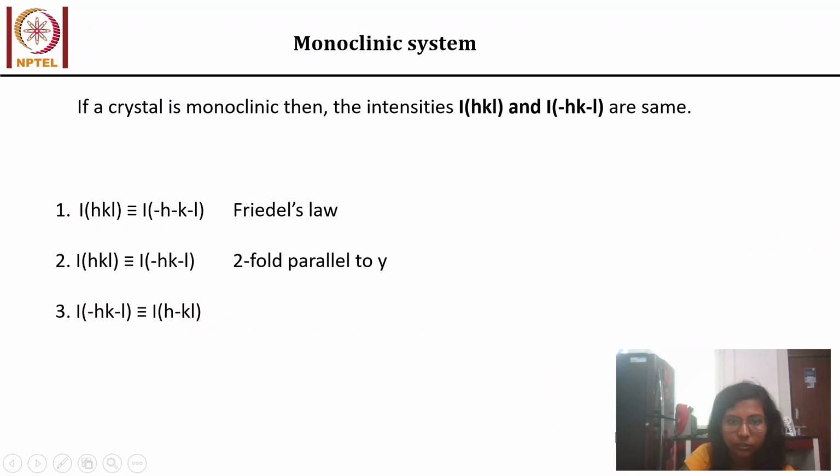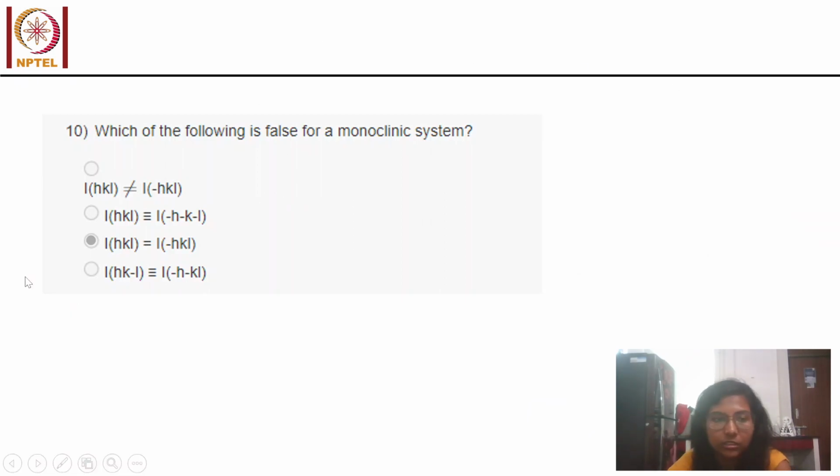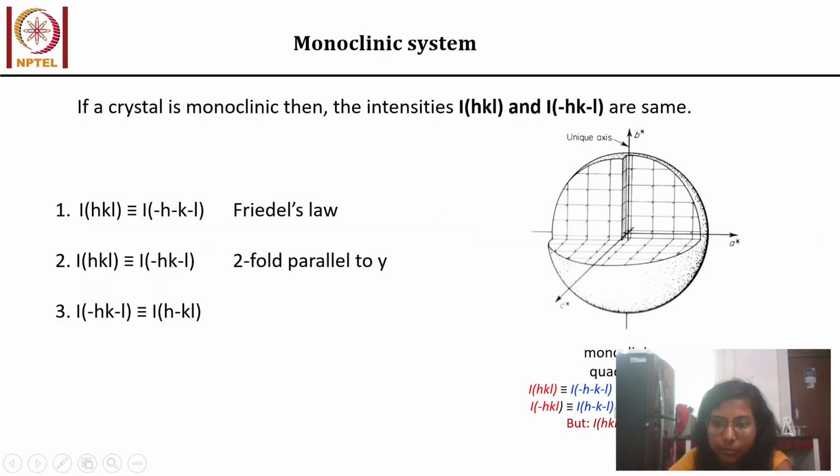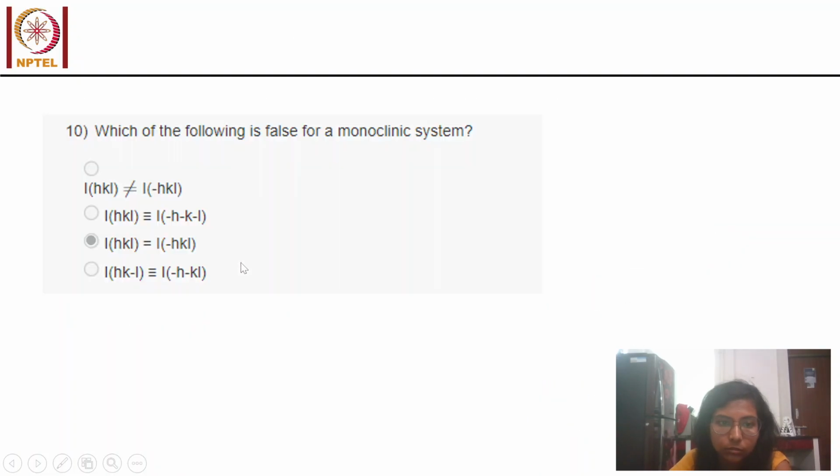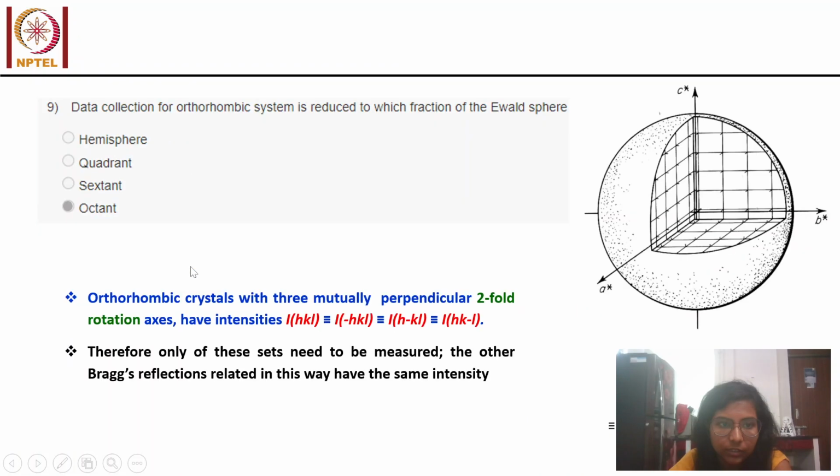So for this question, this is actually a straightforward question coming from here, that these two are not equal, the unique reflections. So we have this as the correct answer. And then for the orthorhombic system, data collection is reduced to which fraction? For orthorhombic crystals, we have three mutually perpendicular twofold rotation axes, so intensities of all these will be the same. You can just figure out that it will further reduce from a quadrant to half of a quadrant, that is one octant.